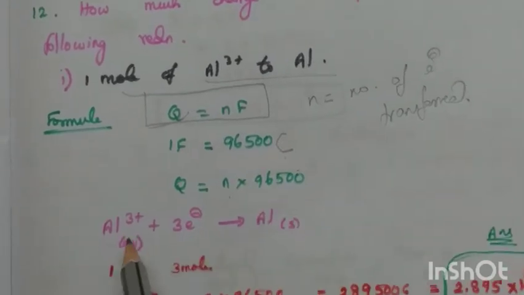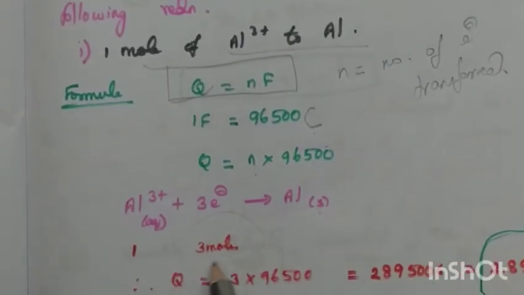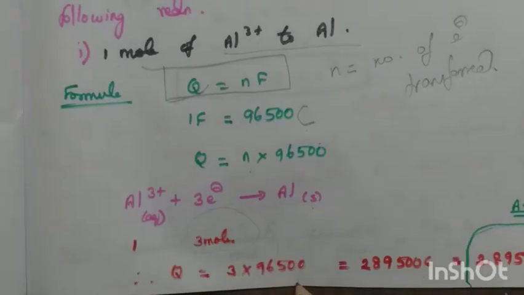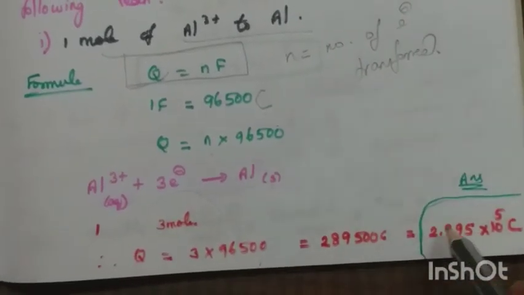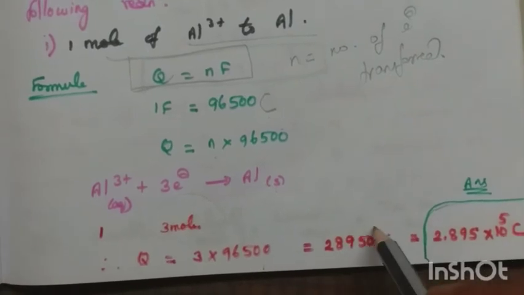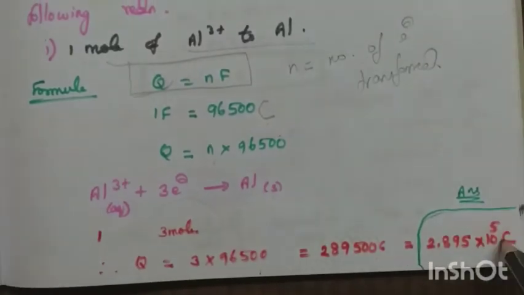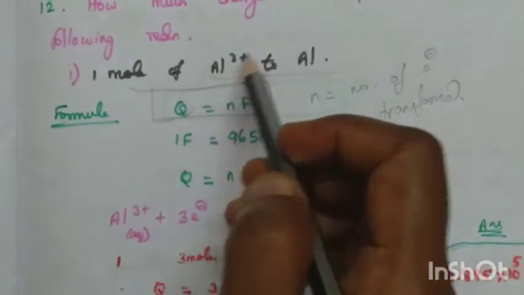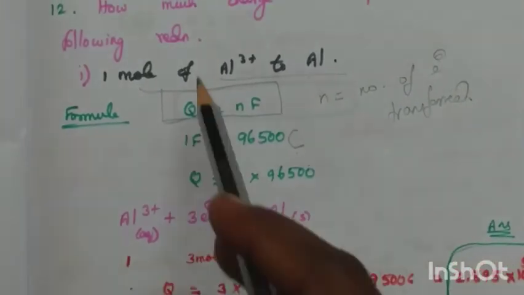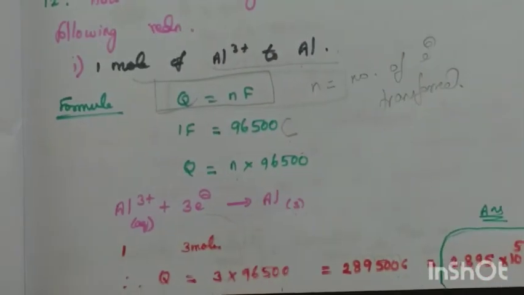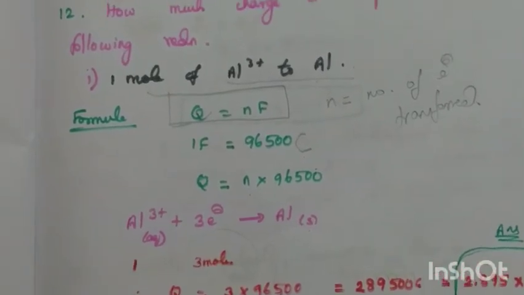So Al3+ takes 3 electrons to give Al, that means 3 moles. Q is equal to 3 into 96,500. We can write this as 2.895 into 10 power 5 coulomb. If we want to convert Cu2+ to Cu, it means 2 into 96,500. If you want to convert Na+ to Na, it means 1 into 96,500. So this is one of the important 1-mark questions.